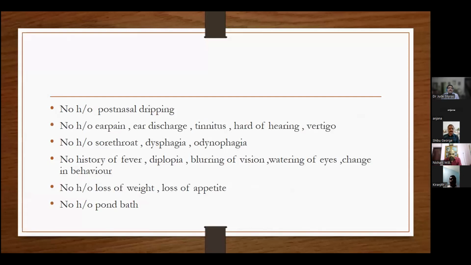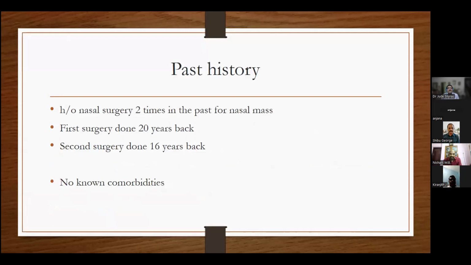There was no history of loss of weight or loss of appetite. So can I move on, sir? Yeah. Past history.